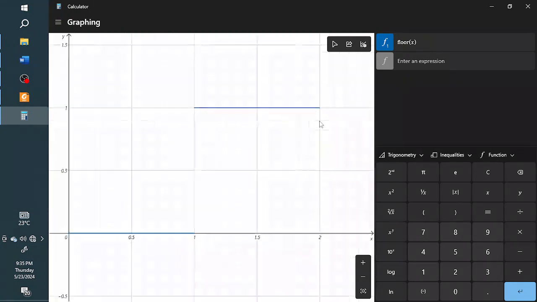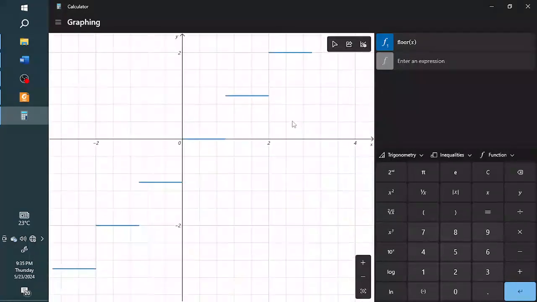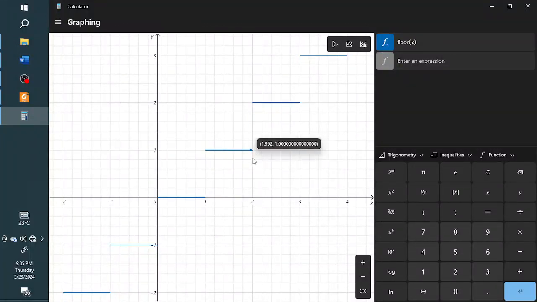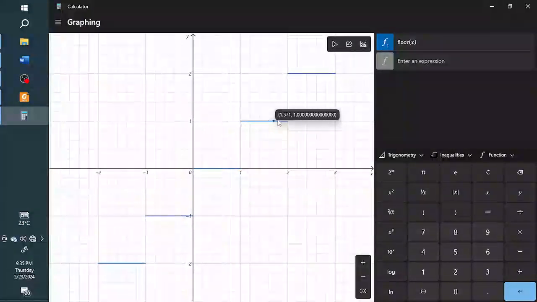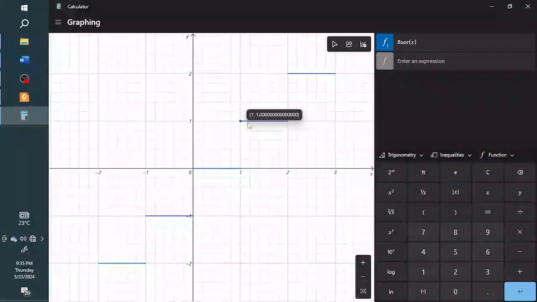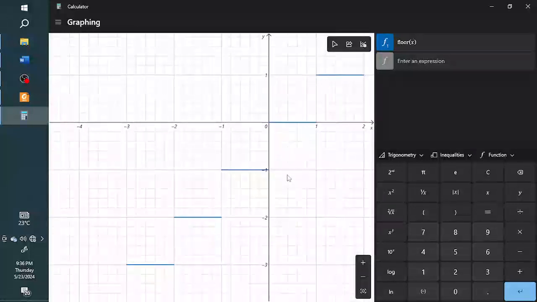But once x becomes 2, the greatest integer is automatically 2. I'll just end with 2 because we are integrating from -2 to 2. So you see that these are basically horizontal lines. If you are between 0 and 1, the graph is y equal to 0 because you're on the x-axis. If you are between 1 and 2, the graph is y equal to 1, a horizontal line. If you're between 2 and 3, the graph is y equal to 2.